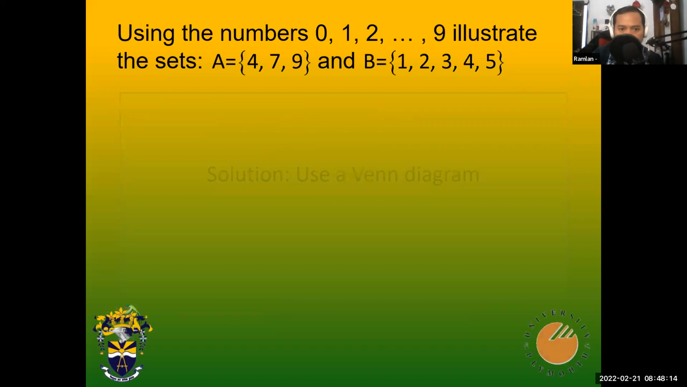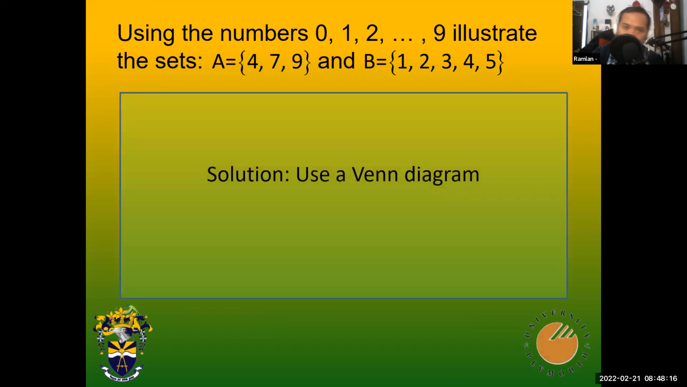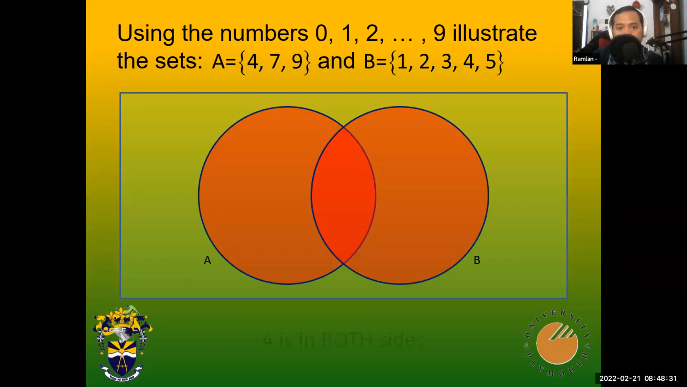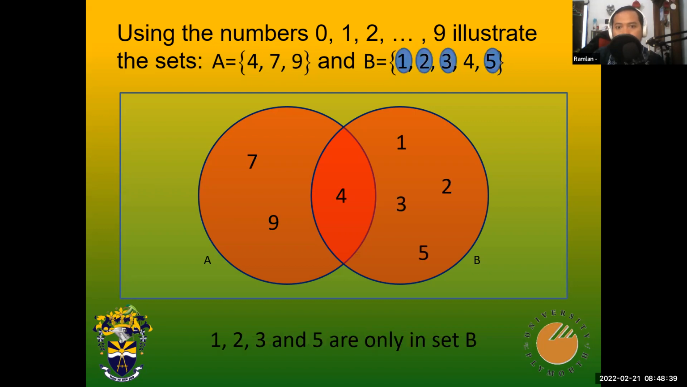So again, guys, if we have sets, if we're talking about a Venn diagram, we're talking about sets. In here, for example, we have sets of numbers. Set A is 4, 7, 9, and set B is 1, 2, 3, 4, 5. And then if we draw that in a Venn diagram, it will be like this, right? If you still remember that, good. If you forgot, just see it here. I'm going to re-explain that a little bit.